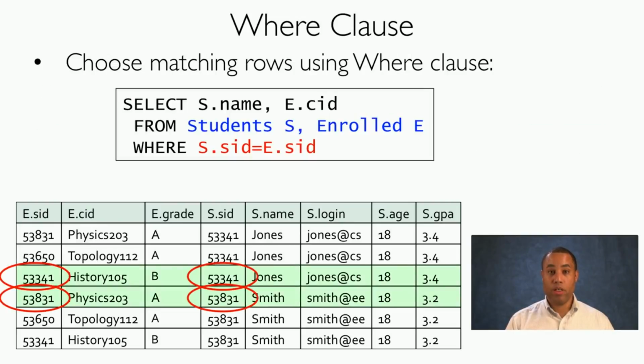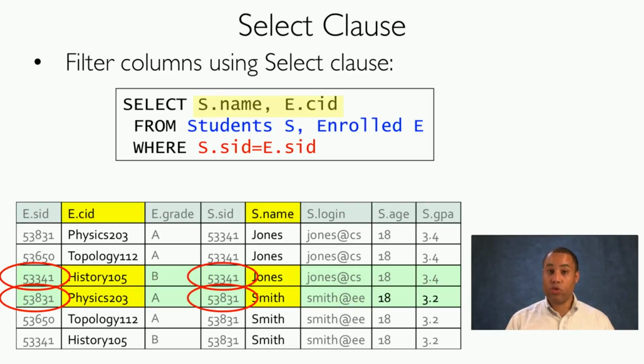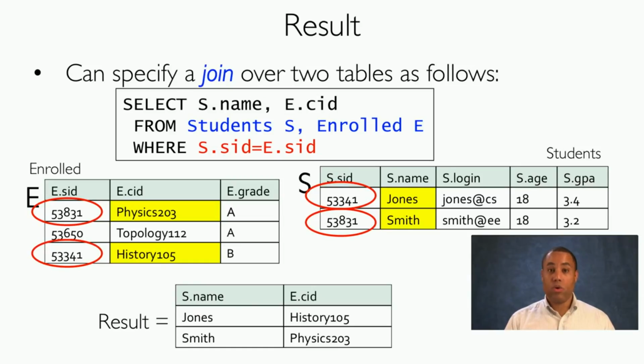The next step is to use the where clause to select matching rows. So in this case, it's where s.sid equals e.sid. We can see that there are two rows. The next step is to filter columns using the select clause, and the select clause here is s.name and e.cid. So now we're able to return the result, which is two tuples, Jones and History 105, and Smith and Physics 203.